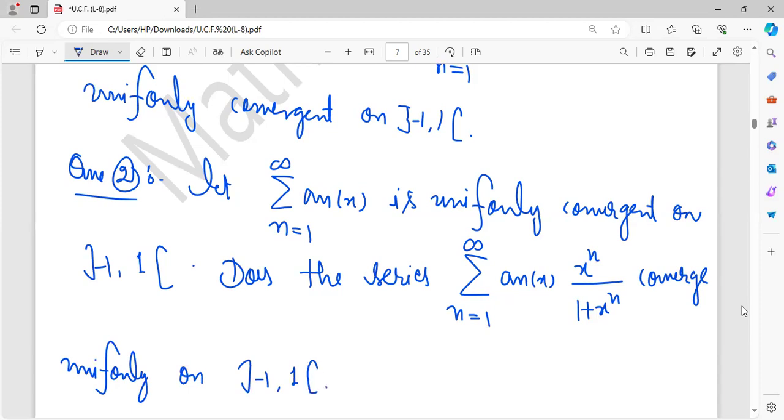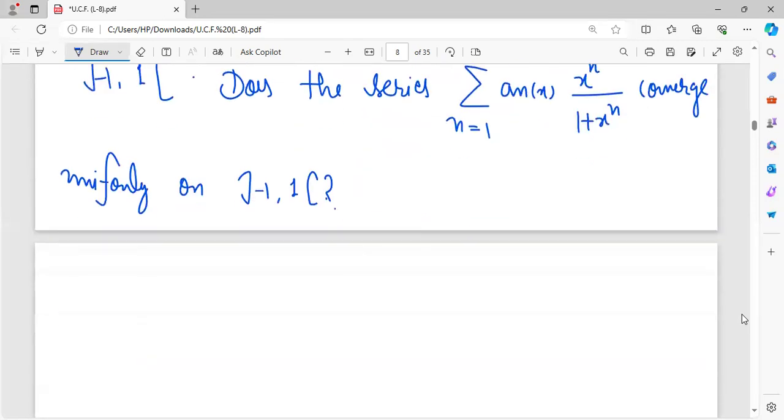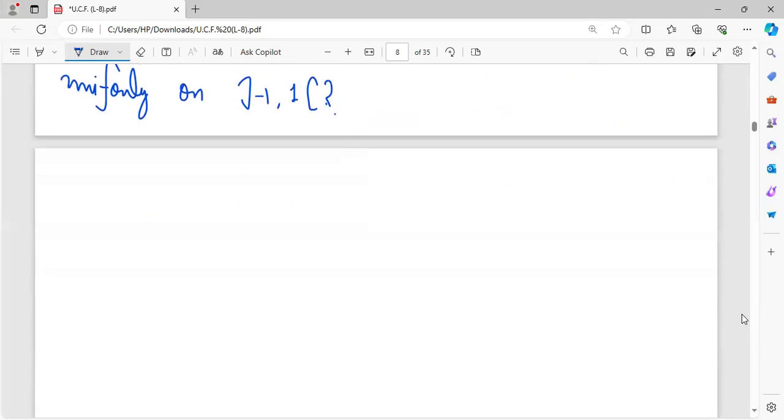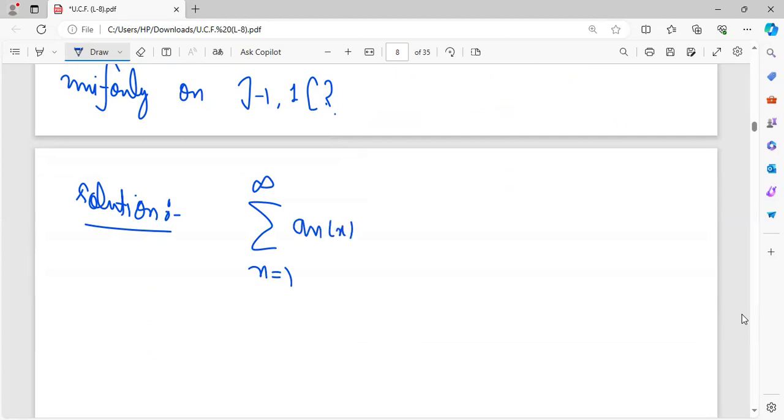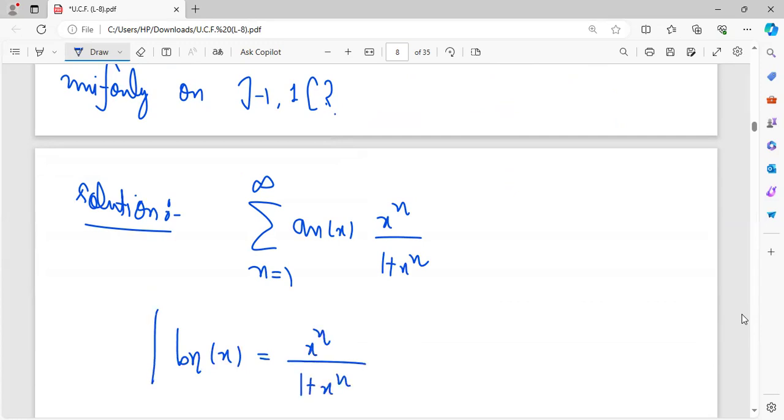Okay, so we'll solve this. So how to solve this? Solution. Now see this: a_n x^n/(1 + x^{2n}). So what is my b_n(x) here? This function. Now see, whether this is uniformly bounded or not. So I can write it always like this.